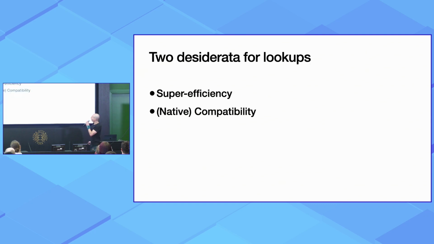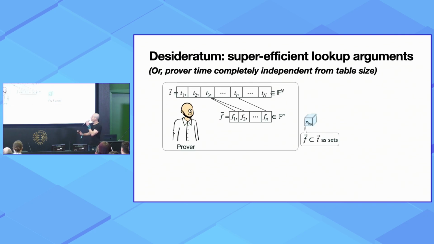OK, so two desiderata we often want in lookups are some form of efficiency that they call super efficiency here, which I'll talk about, and the point of this talk, compatibility. I'll introduce both of them. Super efficiency is very simple to understand. We do not want the prover to work linearly in the big table. So at proving time, I want the prover to work linearly in F, but I don't want it to run linearly in T. I want it to be completely independent.